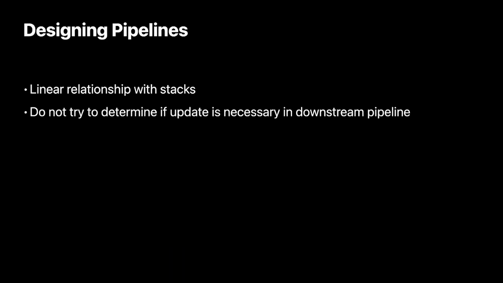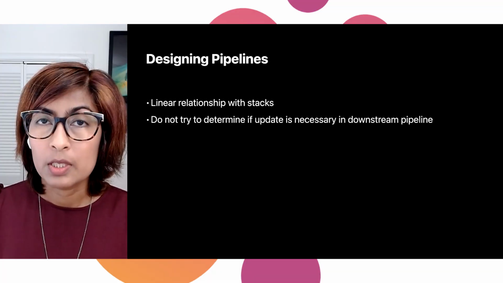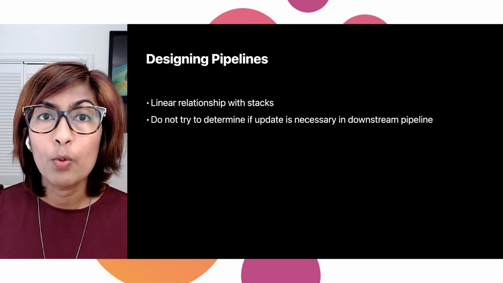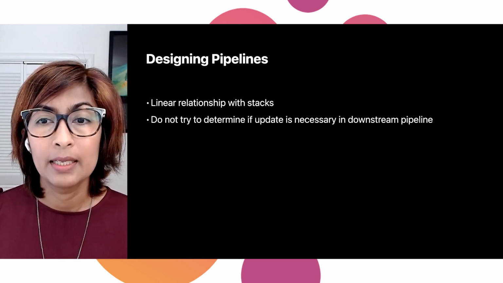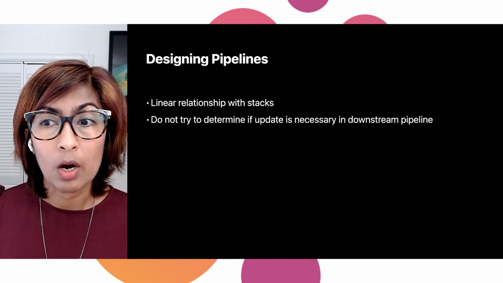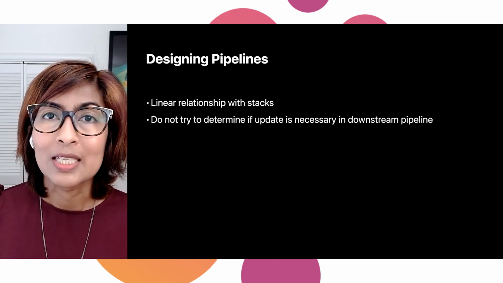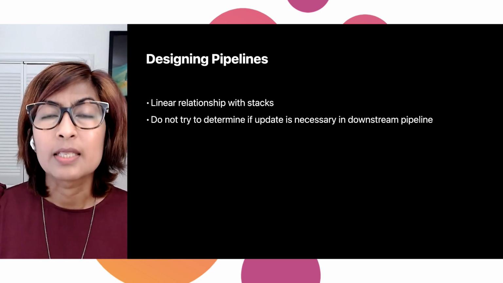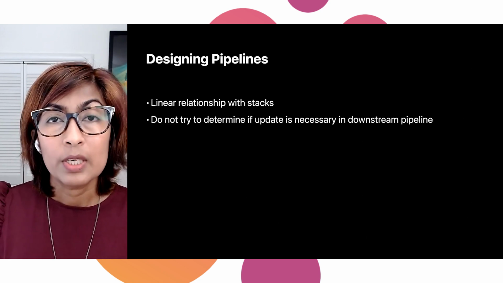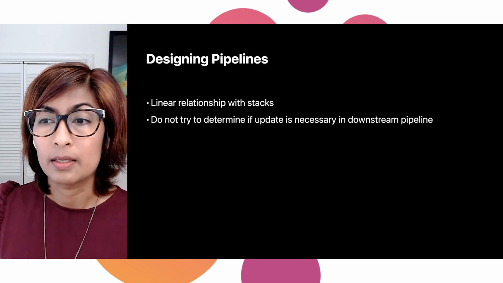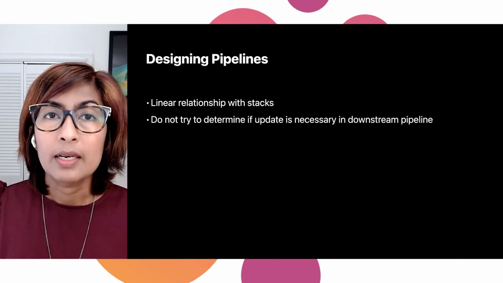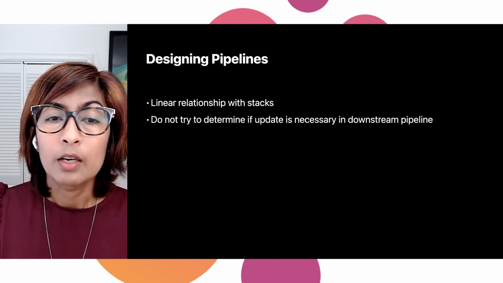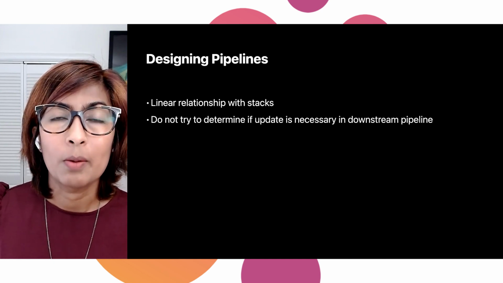The trick here is we do not try to determine whether an update is necessary in a downstream pipeline. If a pipeline is downstream from an updated stack, we'll always run an update in that stack. If there are no changes, it's a no-op. This simplifies the orchestration logic. For example, if the load balancer certificate is updated in a stack, the stack will trigger the downstream regional load balancer stack. But the load balancer endpoint does not change, so the downstream stack update will be a no-op.